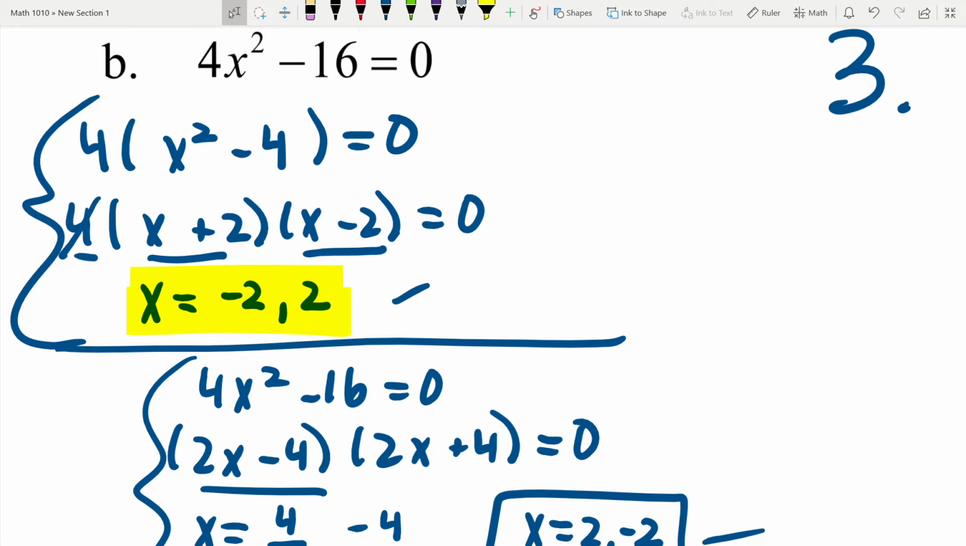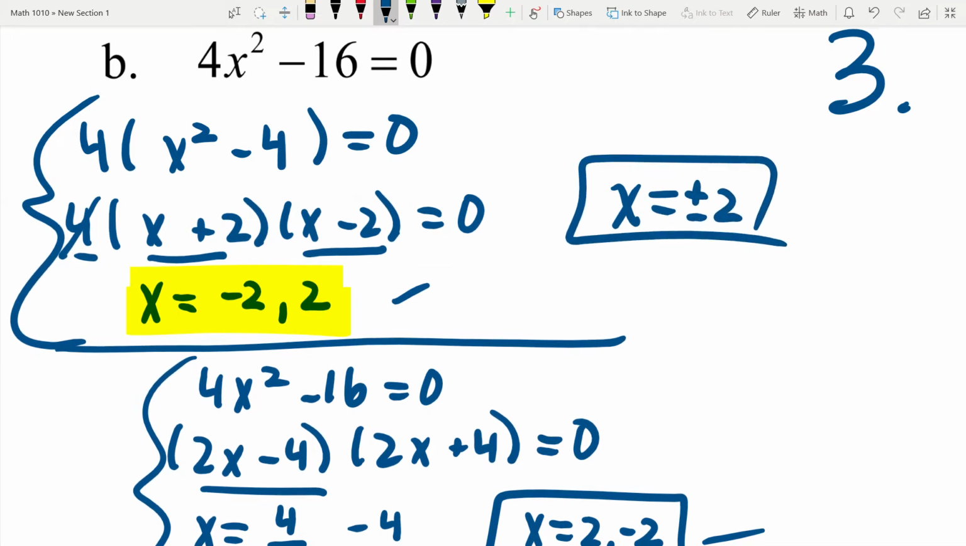When you're writing the answer, do you write x equal to positive over negative? Yeah, like that, totally acceptable. Yeah, good question, Abigail.